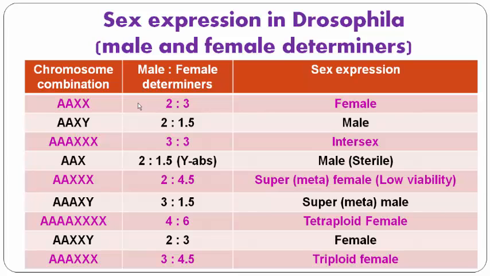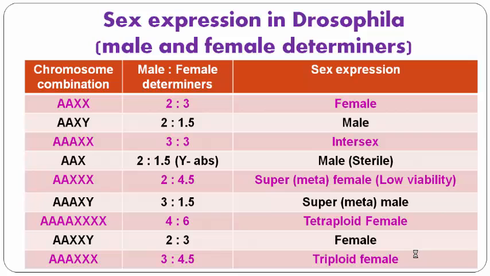Second, AAXY. AA, that is 2, and X is having 1.5 value, Y has no determiner value. So 2 to 1.5 gives rise to male sex expression. Third one, AAAXX. So male to female determiner ratio is 3 to 3. Hence, it is expressed as intersex.